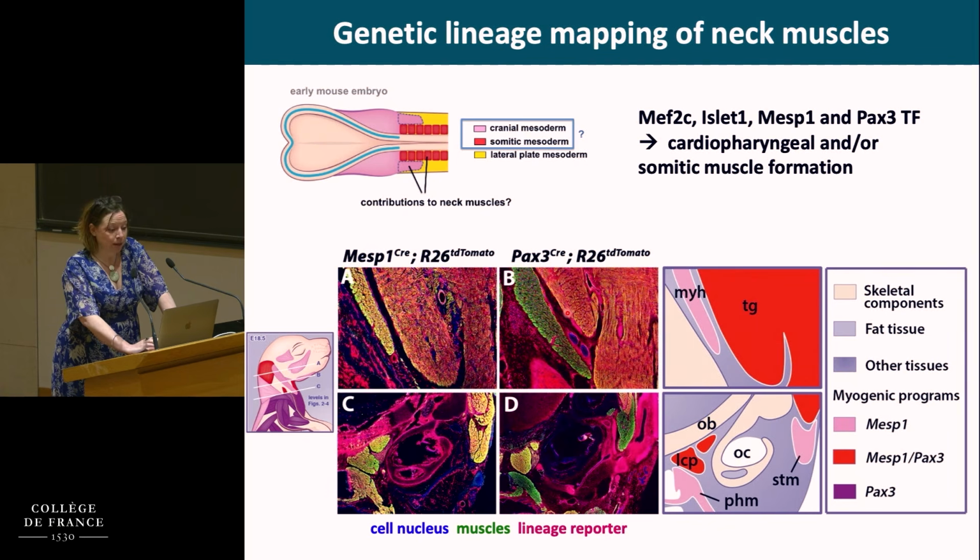And here I notably analyzed in perinatal mice the contribution of MESP1 and PAX3 lineages to the musculoskeletal system, using a red fluorescent reporter. And we discriminated the muscles derived from MESP1, those originating from both MESP1 and PAX3 lineages, and muscles deriving from the PAX3 lineage only.